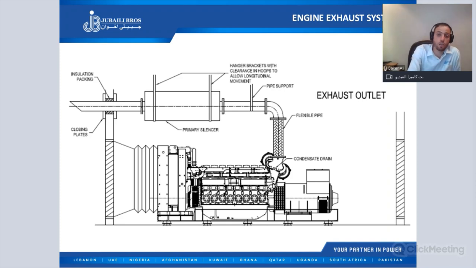For the exhaust pipe routing, the routing should be as short and direct as possible. We can make it short, and we have to reduce the number of bends and elbows in the exhaust pipe route. We recommend using schedule 40 steel pipe for the exhaust piping here. Some people use GI pipe, some people use stainless steel, but for our projects, we are using schedule 40 black steel iron pipes.